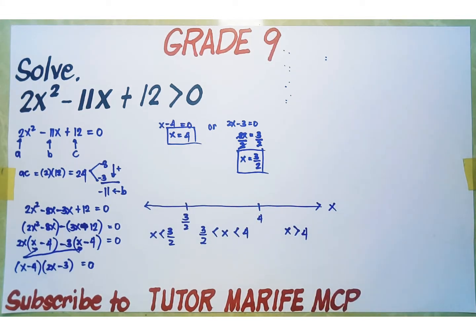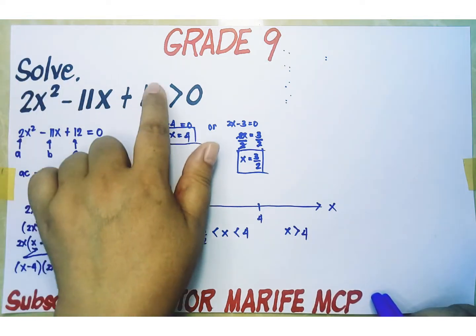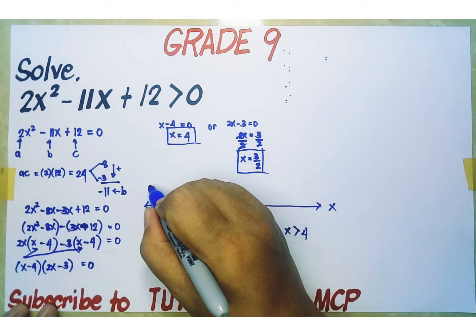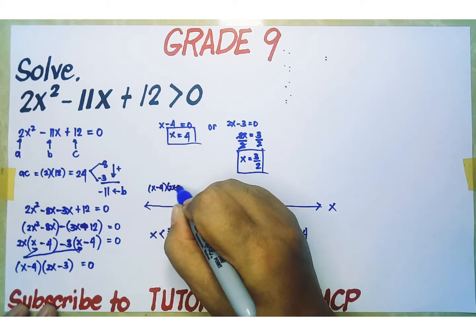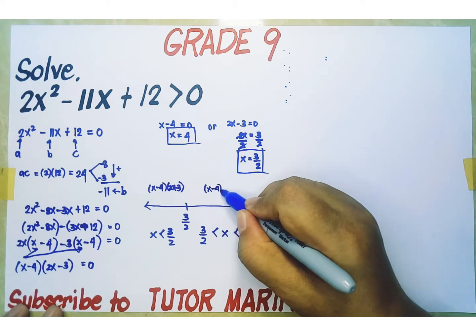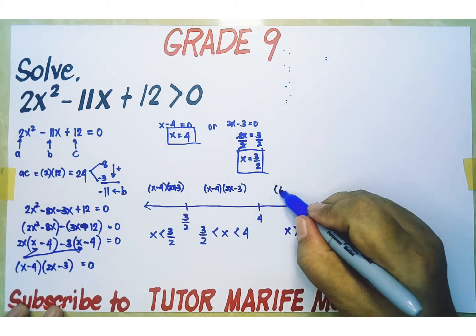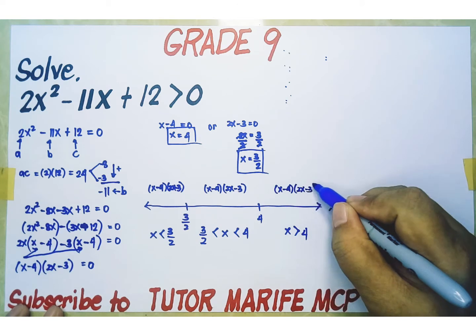Next, let's write down the factored form of our quadratic expression on the left side of our inequality. X minus 4 times 2x minus 3.